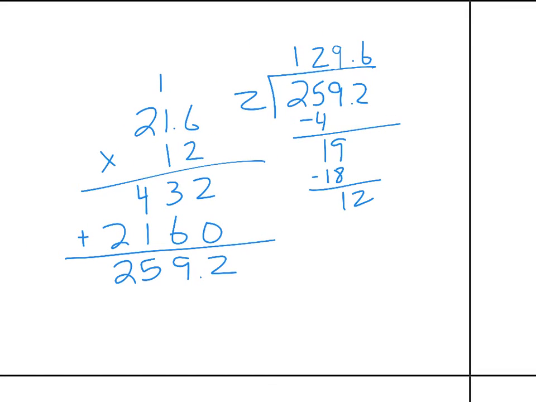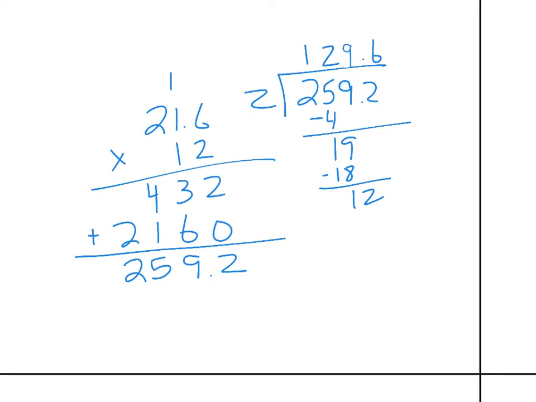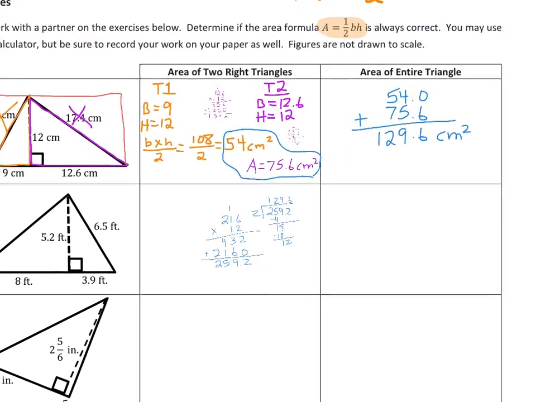21.6 as our combined base, the actual base of the entire triangle, times 12, the height, is 259.2 over 10. When you divide that by 2, you get 129.6. So it's the same answer. So breaking it into two pieces, yay.